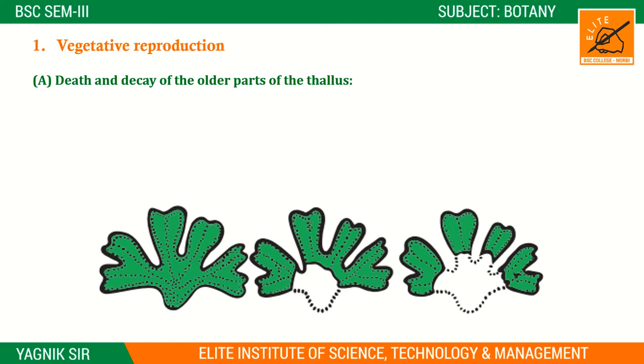So the first method is by the death and decay of the older part of the thallus. We have already learned about the morphological characteristics, the morphological structure of Riccia, right?